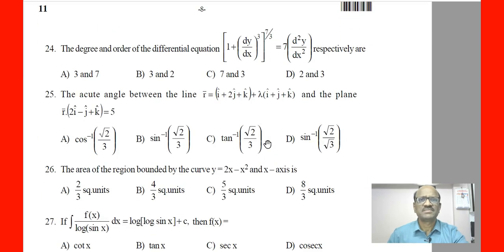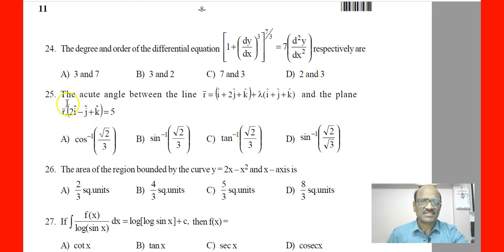Now the next question: the degree and the order of the differential equation. Whenever there is an order and degree, see this. Here there is a fraction, 7 by 3. Take cube on both sides. Then you will get d2y by dx square raised to 3. The order is 2 and degree is 3, that is 2 and 3. The D option is the correct one.